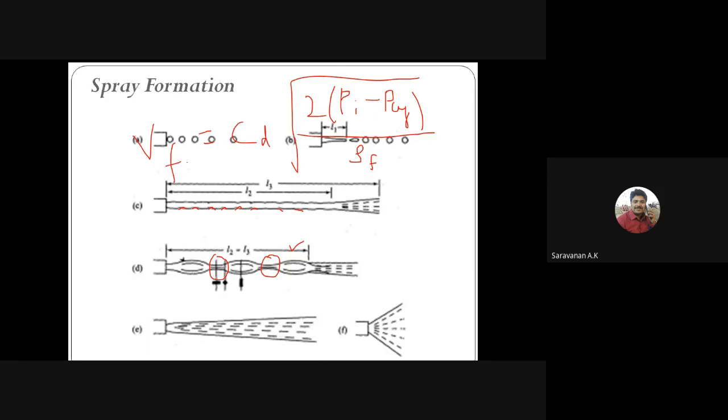Every nozzle will have some coefficient of discharge, and every orifice will certainly have one. The spray formation will be based on the pressure difference here. And one more formula is also there, for calculating the quantity of fuel, which we can see in the next class. We will look at spray formation again in the next class, okay?